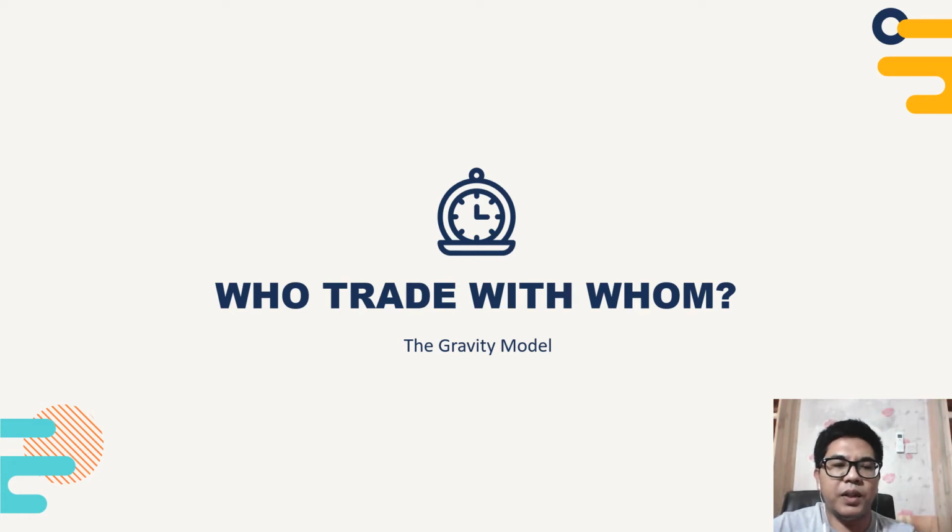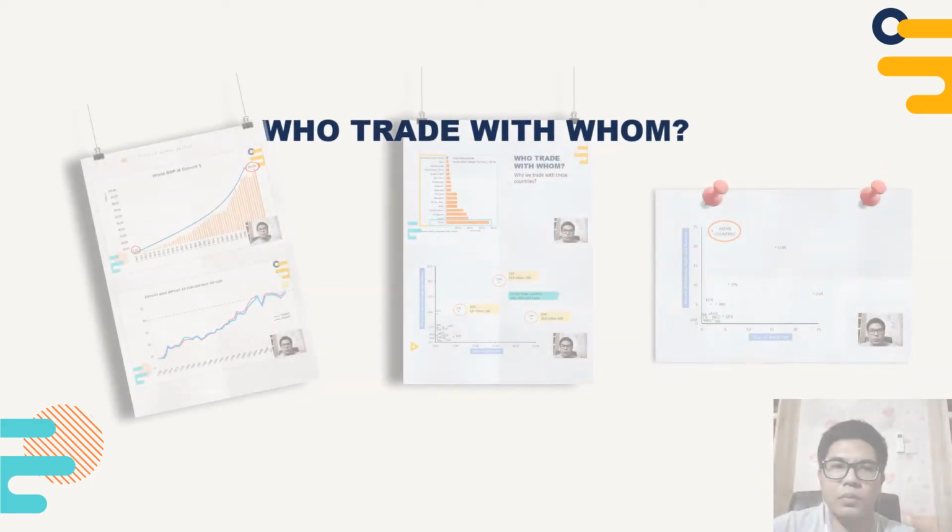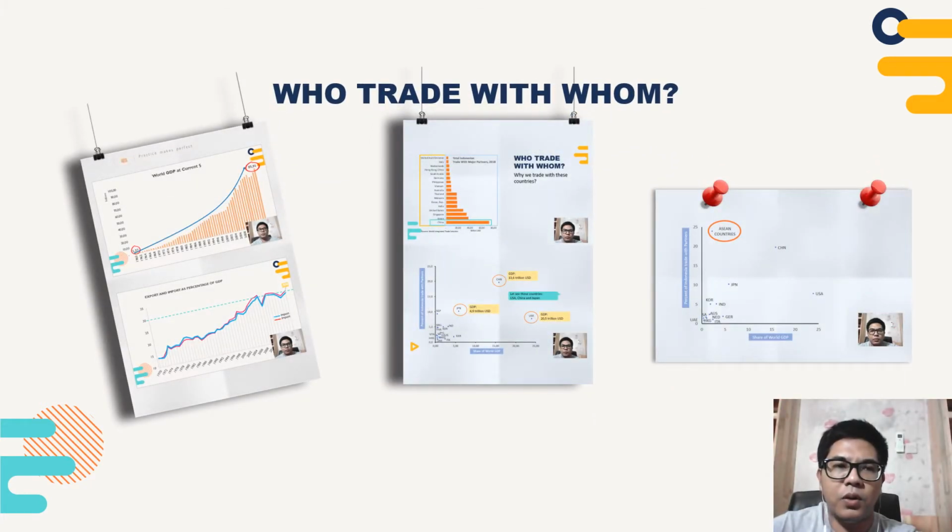So the gravity model is very concerned about the size of economy between two countries who are doing international transactions and the distance between two countries that plays an important role beside the size of economy. To understand more the concept of the gravity model, let me show you some of the data from the international trade transaction.